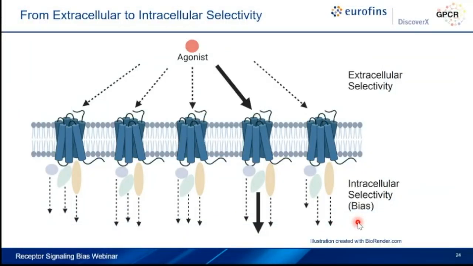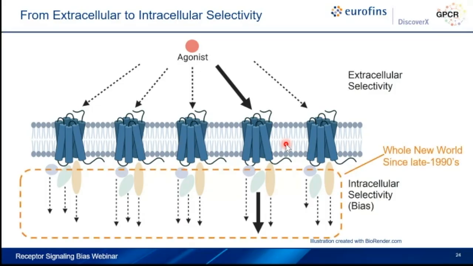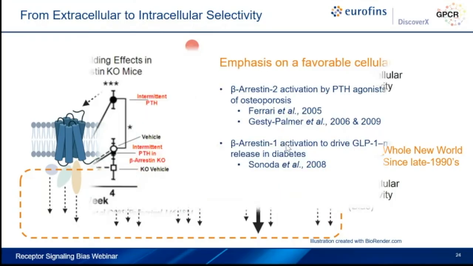Well, of course, we all know about extracellular selectivity. We have an agonist and we wish it to signal to only a certain subset of receptors. Well, then it goes beyond that. Once it does that, there's another subset. We can now emphasize the outcomes in terms of signaling. And this is the whole new world that has entered the field for about 20 years now, at least.